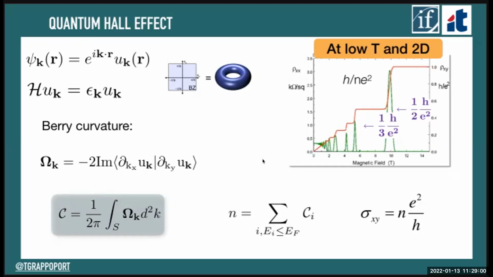And a good way of calculating the Berry phase is through the Berry curvature, which is defined here. And we can rewrite the integral of the Berry curvature in a way that it gives us an integer number, which is the Chern number. Each isolated band below the Fermi energy has a Chern number, and the sum of these Chern numbers gives the plateau in the Hall conductivity. Well, I will discuss, as I told you, the Berry curvature in different situations in the next slides.